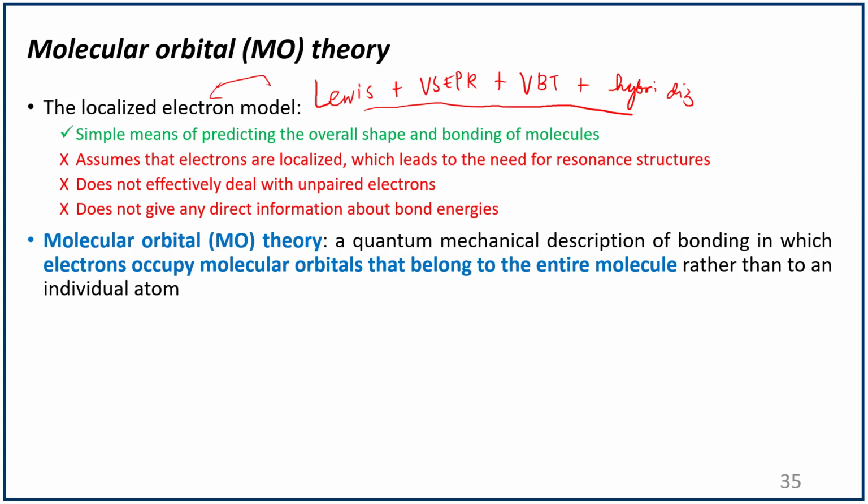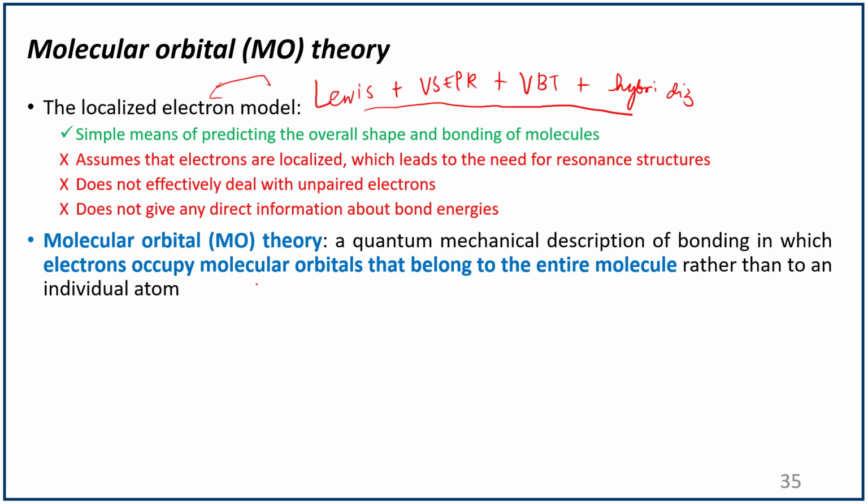One thing though that it doesn't do much justice to is lone pairs. Up until this point, we've just looked at lone pairs as basically non-bonding electrons which are loosely bound on one atom. Another thing that this localized electron model does not take into account is resonance structures. So one theory which picks up on these flaws of the localized electron model is the molecular orbital theory.